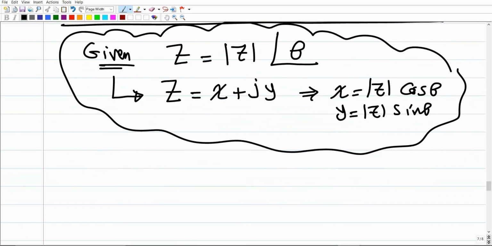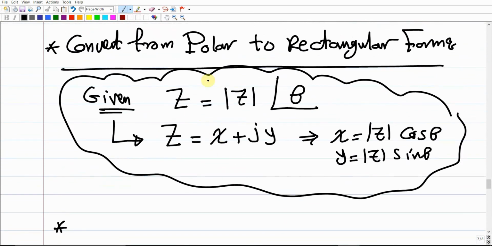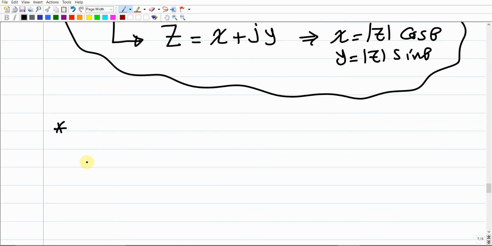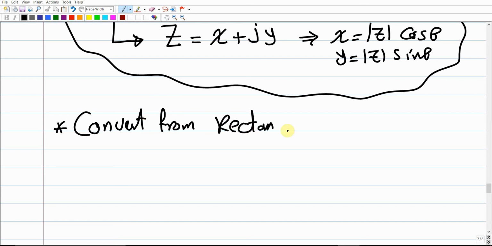How about, can we do the opposite? Yes. Your objective, starting from polar, is to take the magnitude, this number, cosine the angle, this number, sine the angle, and you're going to end up with x and y. Plug them here and you get the equivalent rectangular form. How about, can we convert from rectangular form to polar form? Yes.